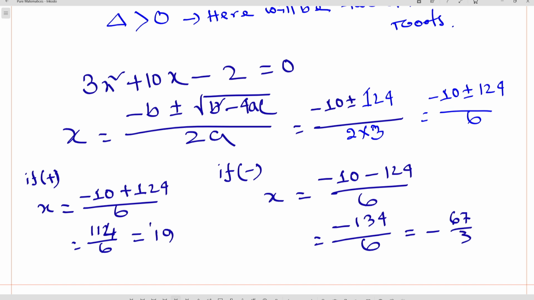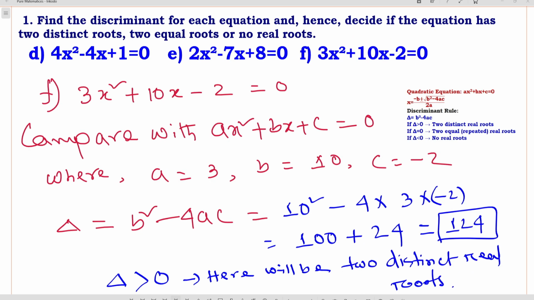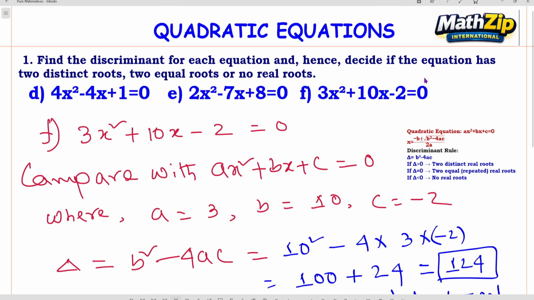And here, look, two values. One is 19, another one is -67 by 3. Because once the discriminant is greater than 0, there will be two distinct real roots. By the way, finally we have completed number 1. Here is a total of 6 questions, 1 to F, we have completed.